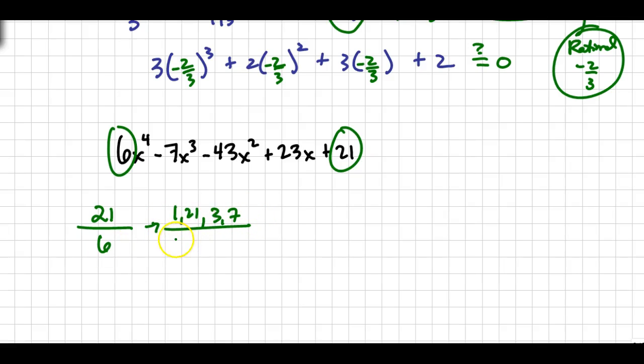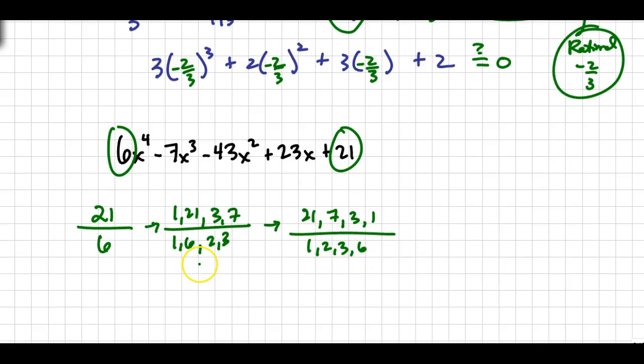Now let's go with 6. 1 and 6, 2 and 3. Again, to make your list a little bit easier to deal with, I like to do the top numbers in descending order, the bottom numbers in ascending order. But that's just more of an organizational piece. It's not really part of the actual method. So I'm going to say 21, 7, 3, and 1. And then on the bottom, I'm going to say 1, 2, 3, 6.